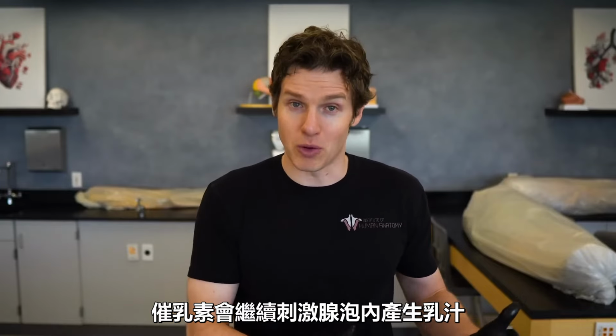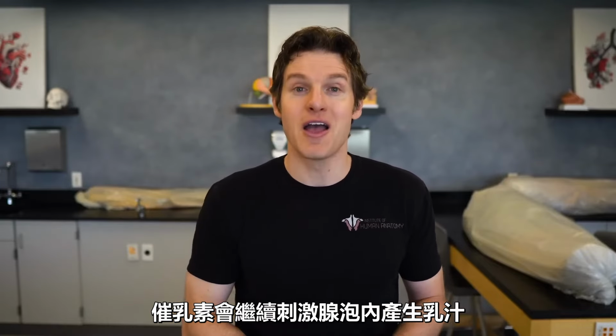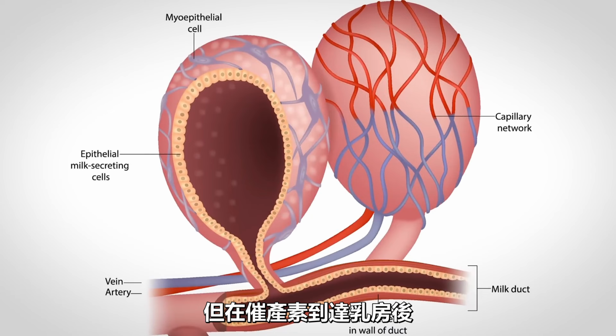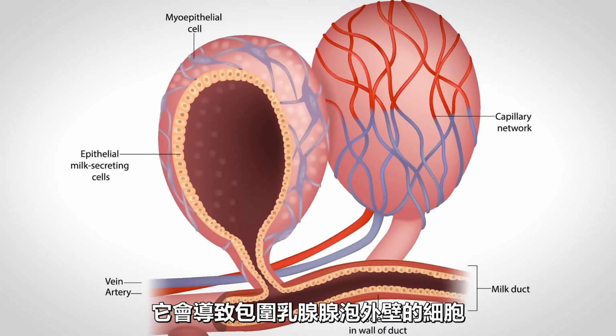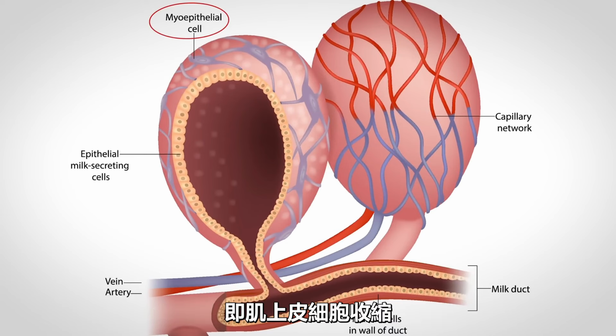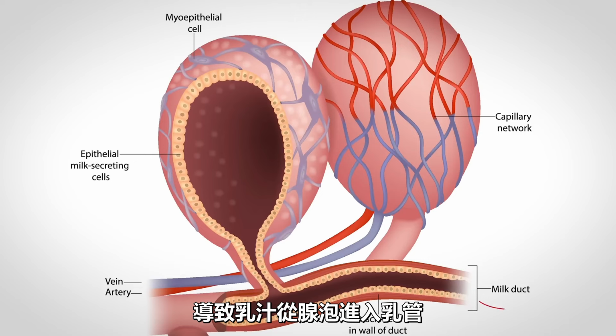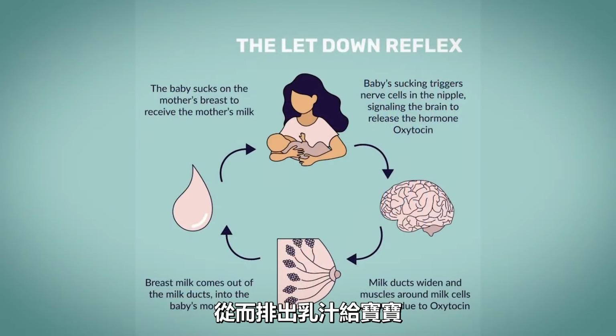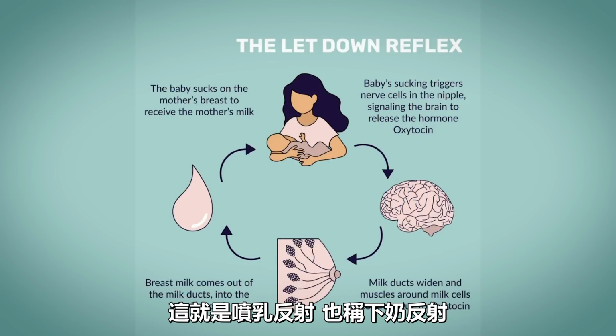Prolactin will continue to promote the production of milk within the alveoli, but when the oxytocin makes it to the breast, it will cause these cells that surround the outer walls of the alveoli, called myoepithelial cells, to contract. And this contraction causes the milk to move from the alveoli and into the ducts. So the milk can now be expressed and available to the baby. And this is referred to as milk ejection or letdown.